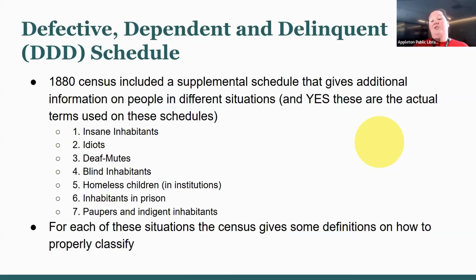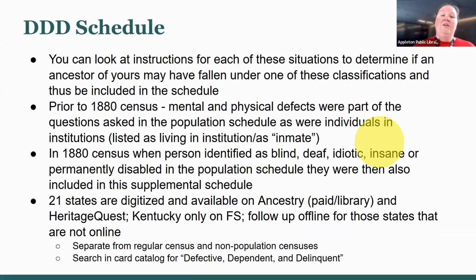And for each of the situations, the census also gives you a definition on how to properly classify it. So what does it mean to be an idiot or a deaf mute? You'll see a little one or two sentence description. And if you do find somebody in your family, this is what that word meant at this time. You can look at the instructions to determine if your ancestor would have fallen under one of those classifications.